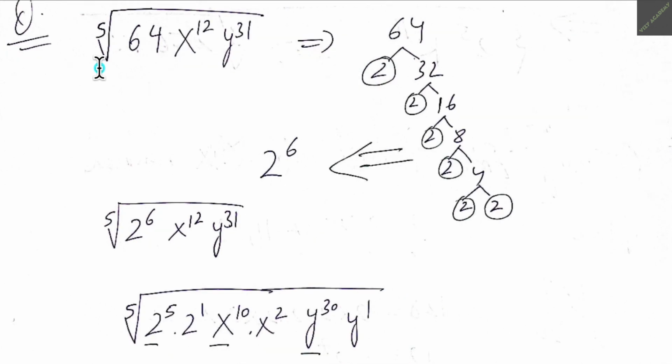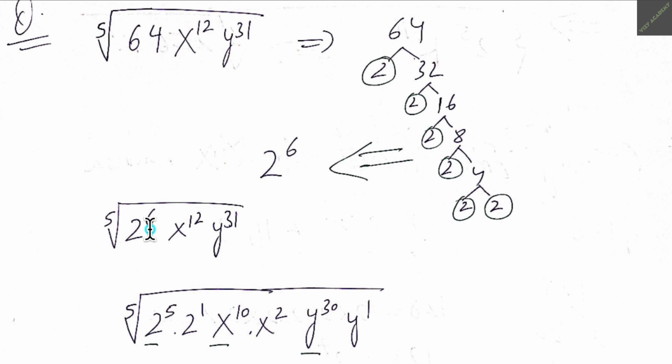Now the next type of question involves numbers and variables, such as fifth root of 64 x to the power of 12 y to the power of 31. We will prime factorize 64, which changes to 2 to the power of 6. So it will be fifth root of 2 to the power of 6 x to the power of 12 y to the power of 31. We have to change all these powers to the closest multiple of 5 because the index is 5.